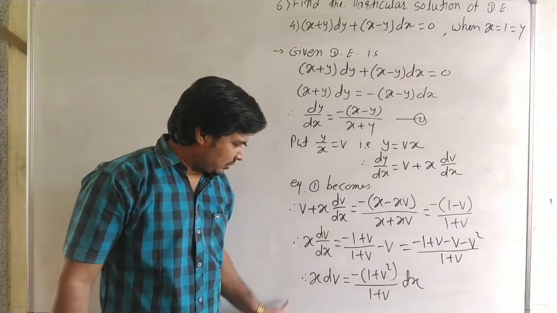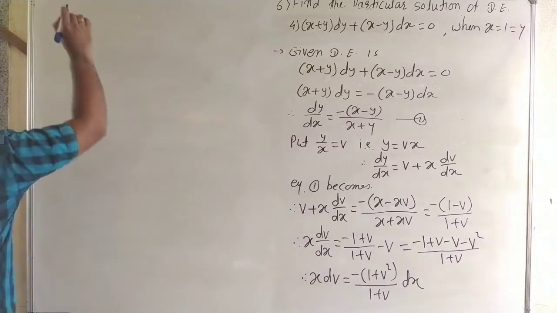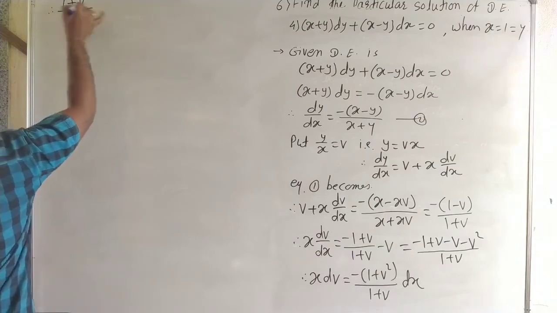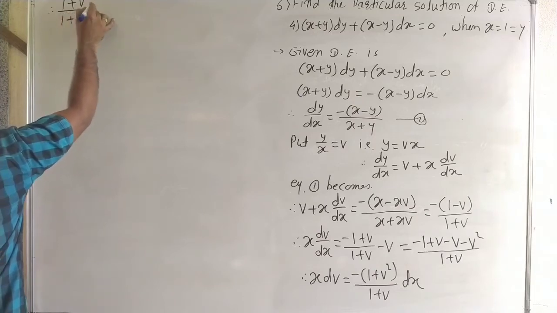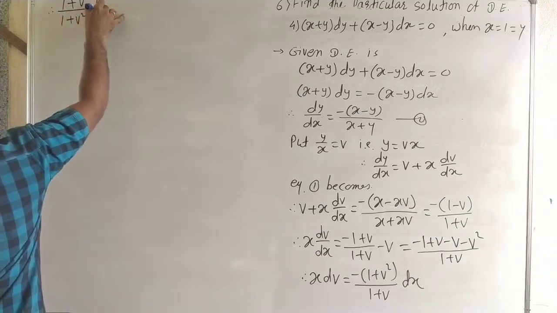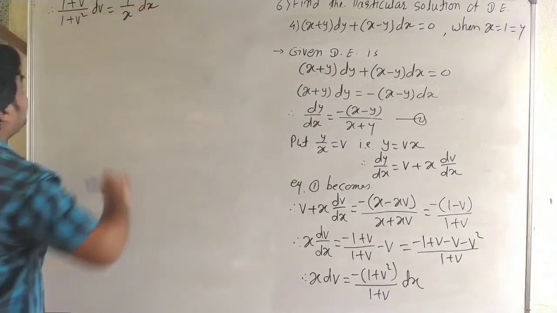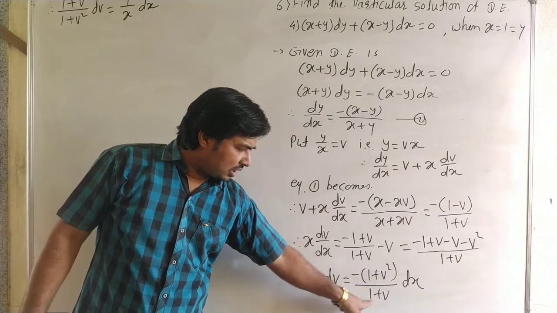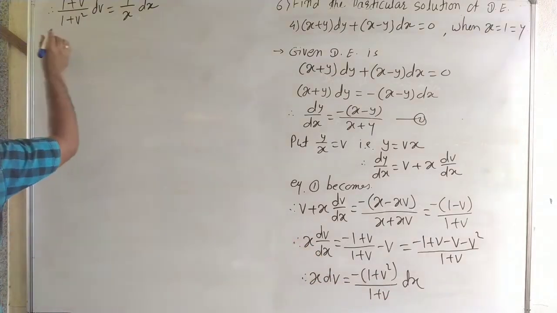Now this x take in the RHS and this term of the v we write with phi. Then 1 plus phi upon 1 plus phi square dv is equal to 1 by x dx. Only we separate the variables. X we can write in the RHS and it is 1 plus v square upon 1 plus v we write in the LHS. Now separate the variables taking integral.